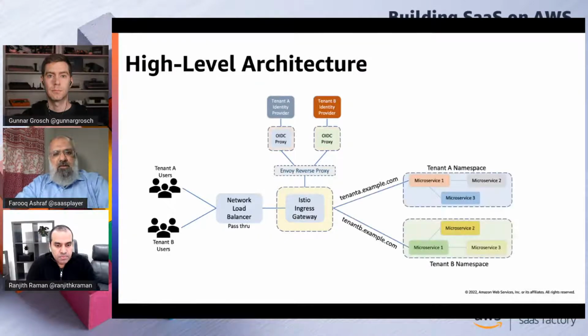And once that process is complete, the traffic is forwarded to the specific tenant's deployment of the application in their namespace. As Ranjith discussed, we're using the same model for tenant isolation, which is Kubernetes namespaces. So as you can see, tenanta.example.com goes to tenant A's namespace, and the services that are deployed in that namespace, and tenant B's traffic goes to their own namespace.